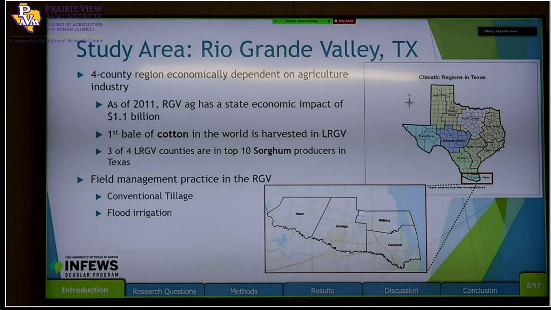The reason why is because they're very economically dependent on agriculture. As of 2011, the RGV has had a state economic impact of $1.1 billion per year. And the first bale of cotton in the world is harvested in the Rio Grande Valley, as you may know. And three of the four counties are in the top 10 sorghum producers in Texas. That would be Hidalgo, Willacy, and Cameron. And their field management practices currently are conventional tillage and flood irrigation.